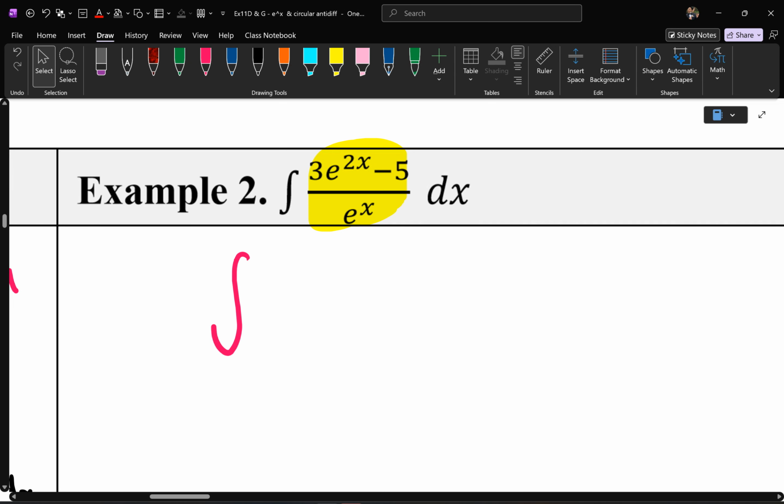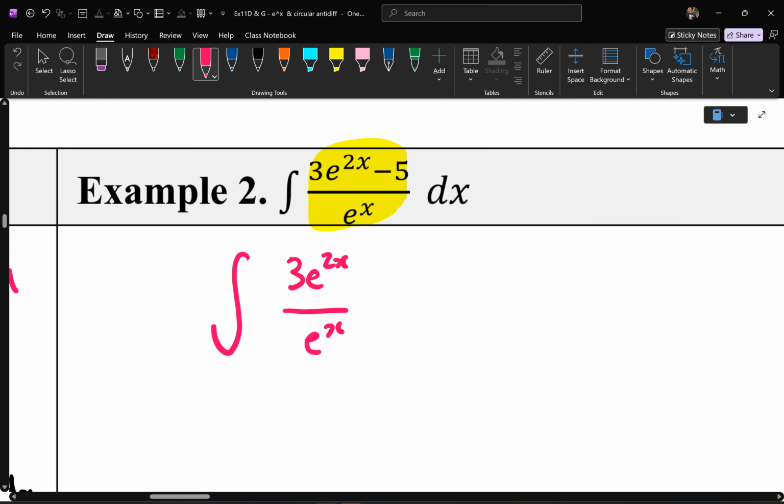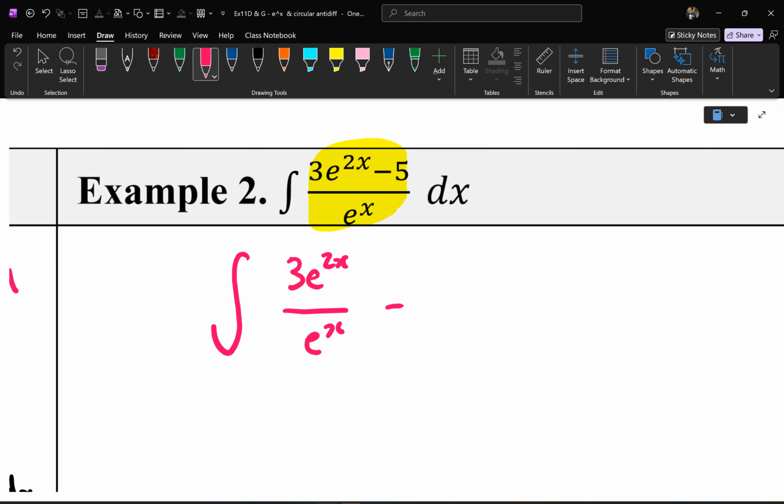Very good. Separate into fractions because they both have the same denominator. So rewrite it like this. 3e to the 2x over e to the x, minus 5 over e to the x. Why do you separate it? It's because then you get your individual terms. Remember the rules I'm giving you. If you get individual terms, it's a lot easier to apply.